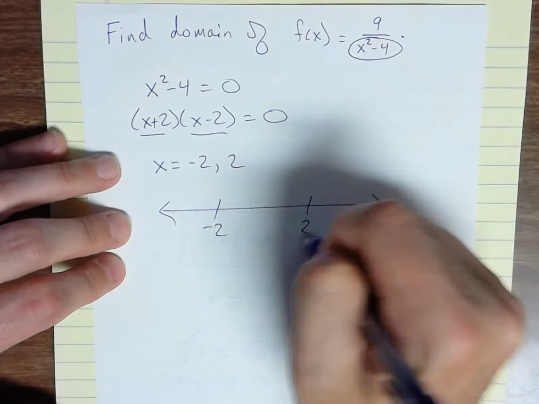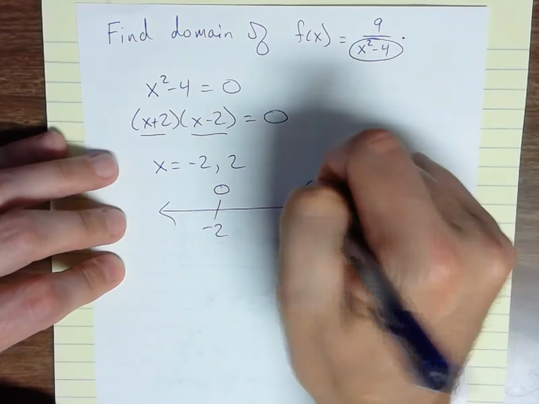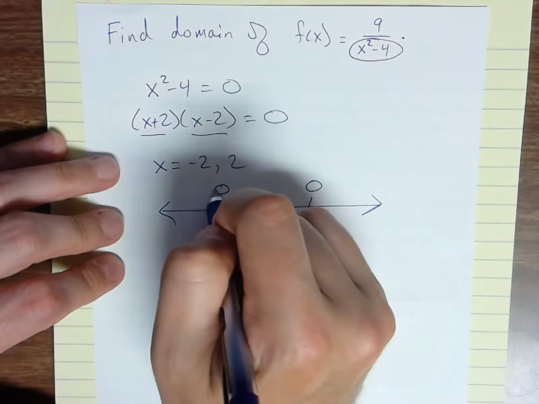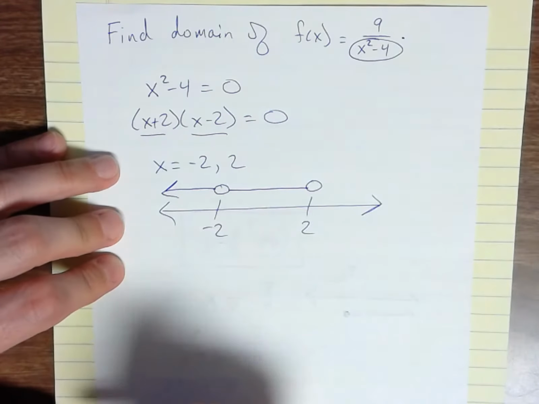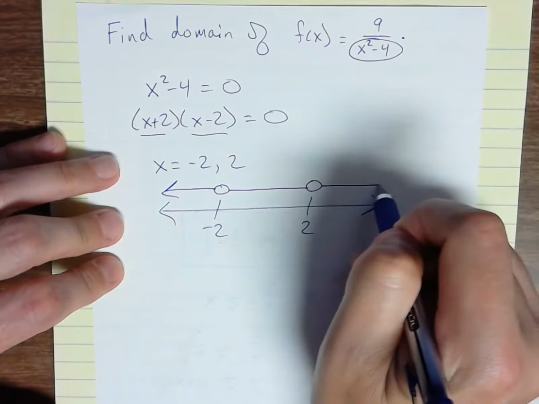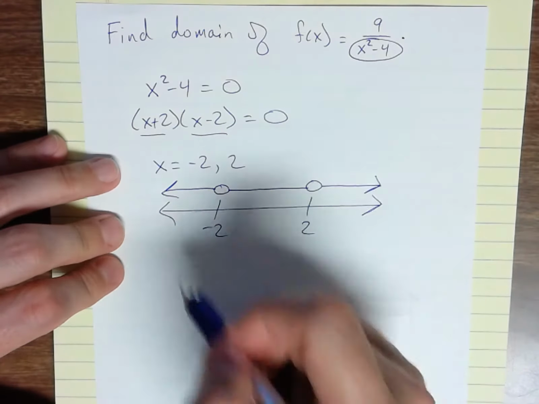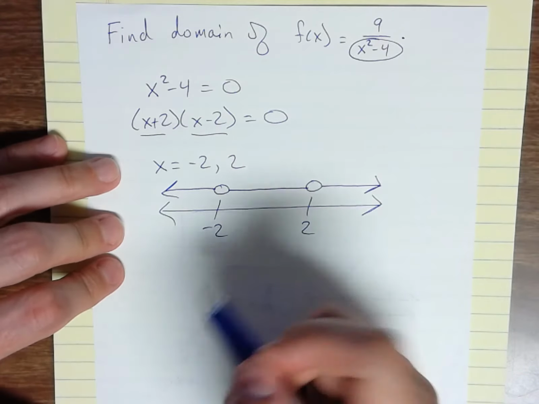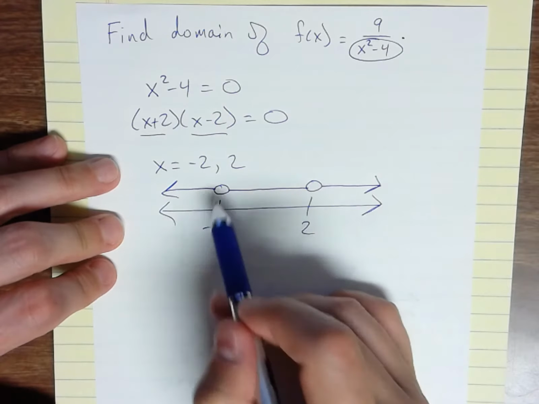So negative 2 and 2, it cannot be that value. It cannot be that value, but it could be everything to the left. It could be everything in between, and it could be everything to the right. Kind of think about our interval notation, right, in our last lesson. So let's put that in interval notation. Really want to practice that and feel good about it.